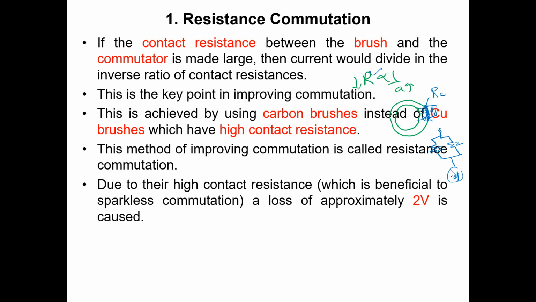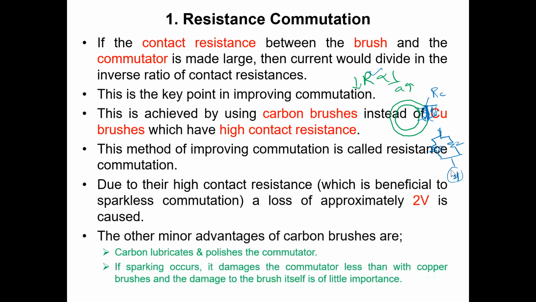But there will be a development of loss, that is 2 volt, called 1 volt per brush, one for positive and another for negative. But there are other minor disadvantages. An advantage of the use of carbon brushes is that carbon brushes lubricate and polish the commutator. That means it also provides lubrication between the brush contacts and the commutator.